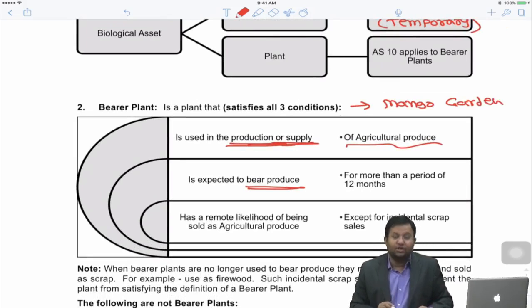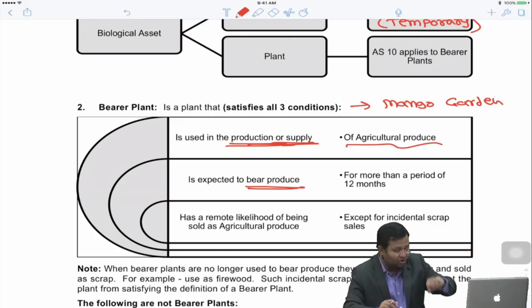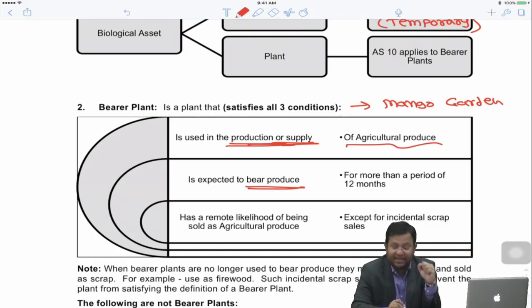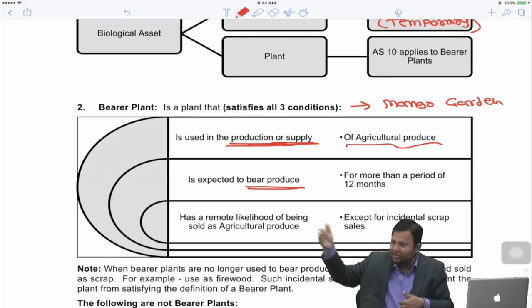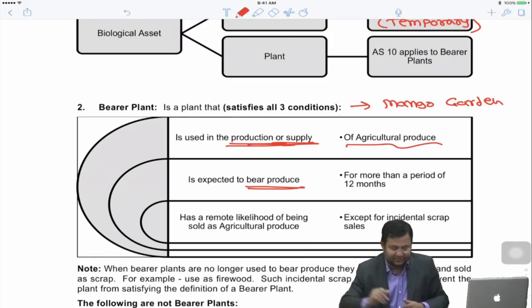अभी चेक करो तीनों कंडीशन फुलफिल हो रहा है क्या? Mango garden is used in the production of agriculture produce. Yes, that is mangoes. Number 2, it is expected to bear the produce. Yes, it bears the mangoes for more than 12 months. आप बोलो सर एक मैंगो 12 महीने के कहां पर रहता है? अरे एक मैंगो 12 महीने की बात नहीं कर रहे हैं. Overall it is going to give you the produce for more than 12 months. And it is like remote likelihood of being sold as agriculture produce. We don't sell the mango trees.